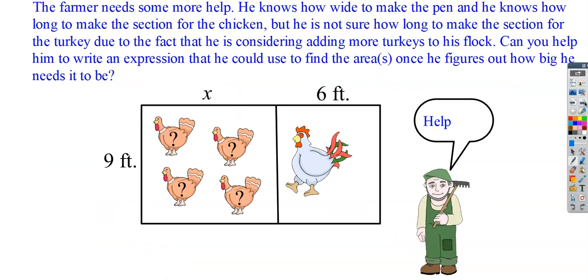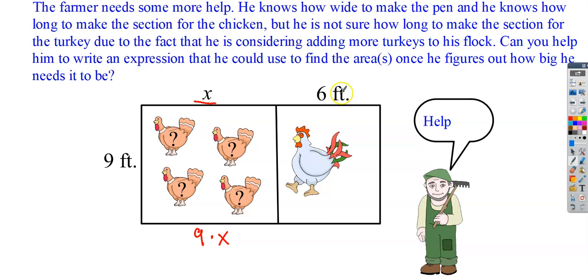Next. All right, so now the farmer has the idea where he wants to make a pen, right? And he knows that the chicken's going to be 6 feet, and he's trying to figure out the turkeys. He might add some more turkeys. So what is an expression for the area? Knowing that instead of a number, it's now a variable, right? You're still thinking that the area is 9 times, but this time it's 9 times x. So the area of this square is 9 times x.